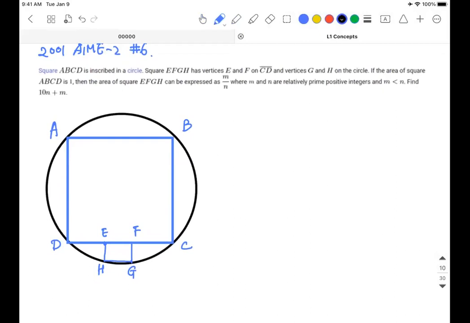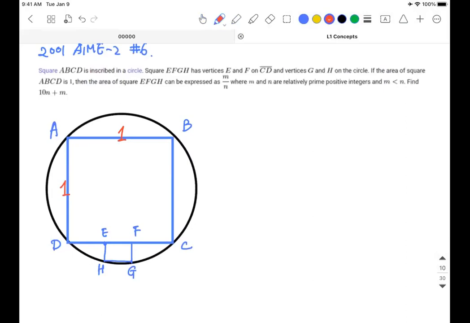So there's basically 2 vertices on the side and 2 vertices on the circle. And if the area of the square ABCD is 1, the big square's area is 1. So that being said, all the sides are 1, right? So that's basic stuff.